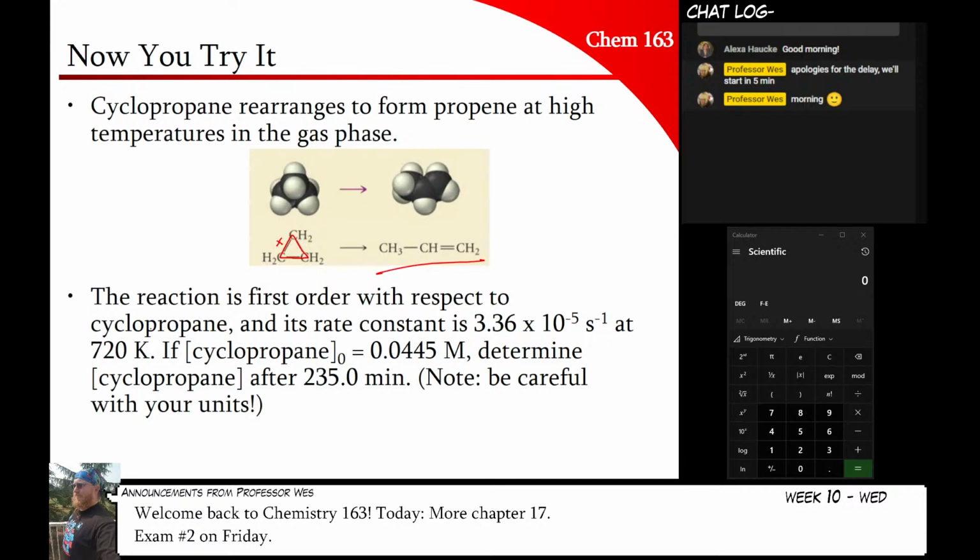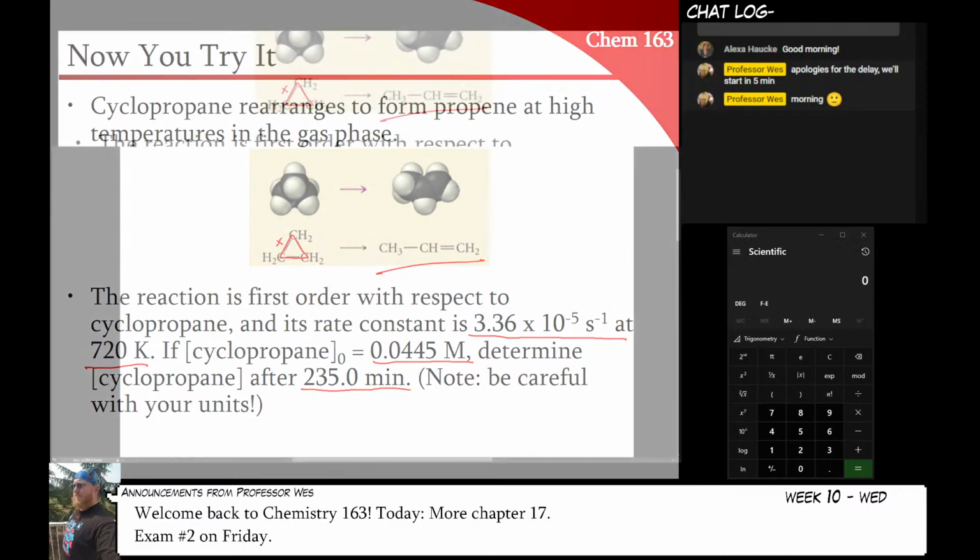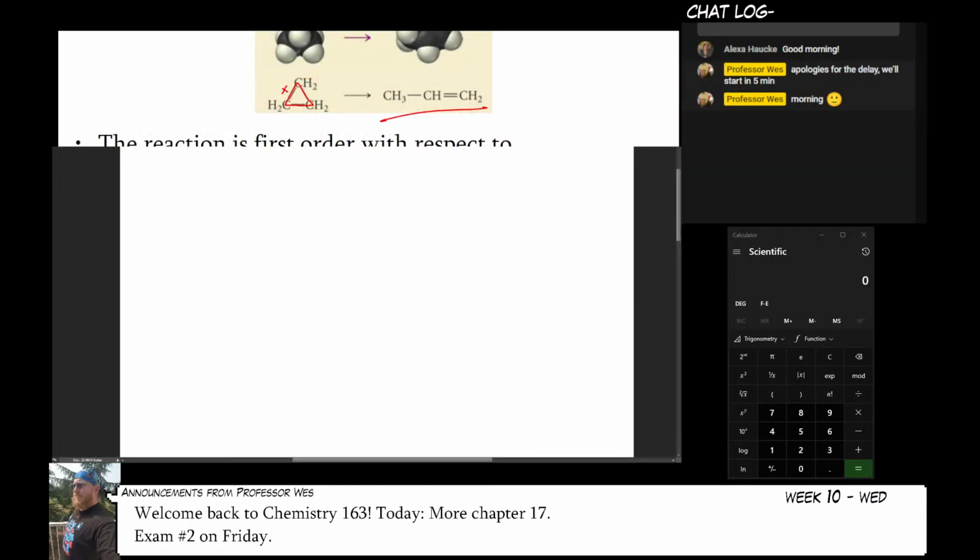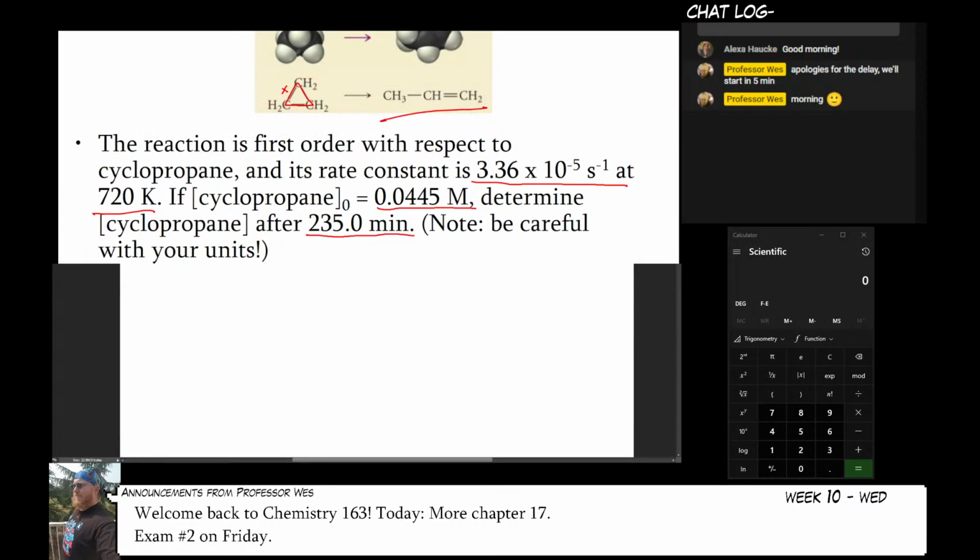So at 720 degrees Kelvin, we have a rate constant, and we have an initial amount, and I want to know how much I'll have after 235 minutes. So we can definitely do that. Now with nothing on the screen, though, so let's put it all up.